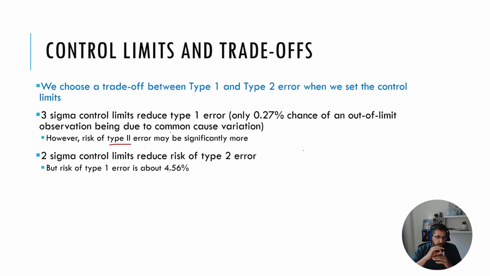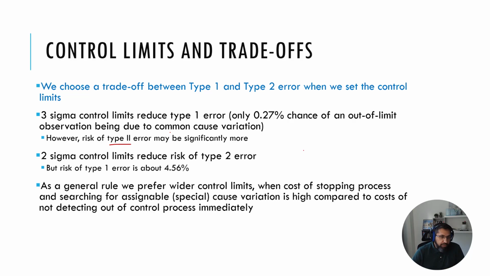If something goes wrong, you quickly detect it because it quickly goes out of the narrow control limits. But you increase the risk of type 1 error, and you get more false positives, because about 5% of the time when you get an out of control signal from the control chart, nothing would actually be wrong. It'll just be normal variation, and 5% of the time you're going to get a false positive if you use 2 sigma limits.